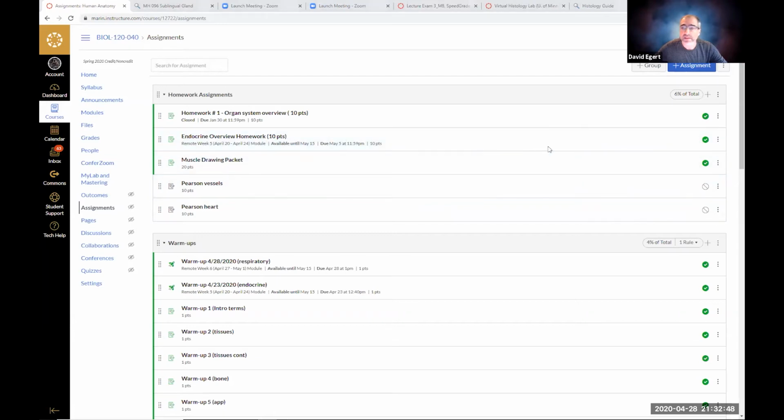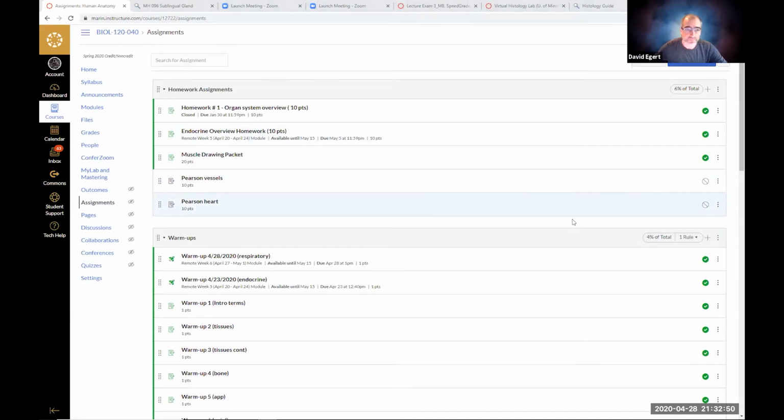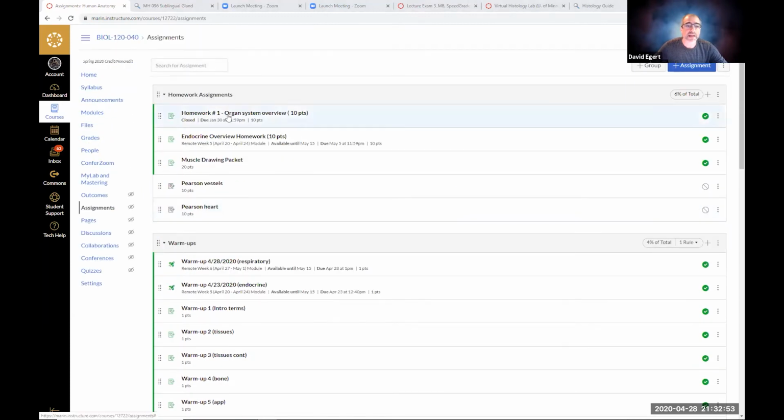So the basic idea here is now the homework assignments, which includes that system overview you did in the very beginning, the endocrine overview that is currently going on, the muscle drawing packet, which I do have and just haven't finished grading, and those different Pearson ones. Those are going to count 6% of your total grade.